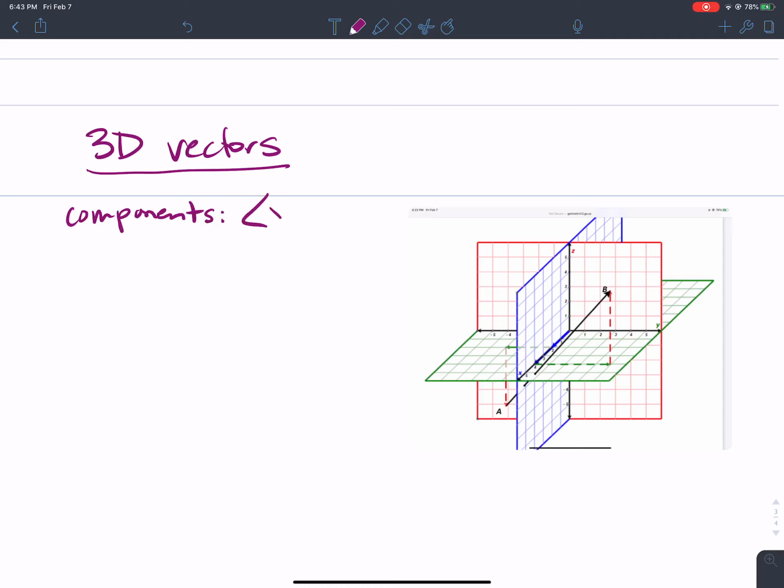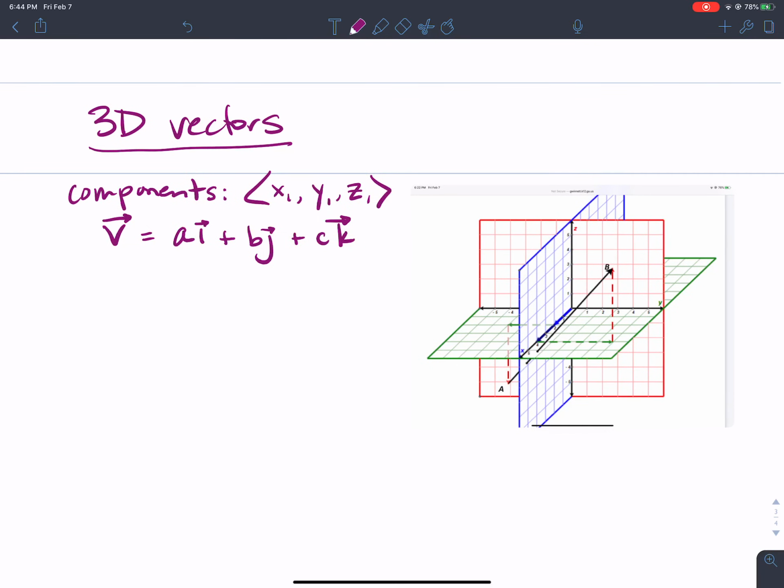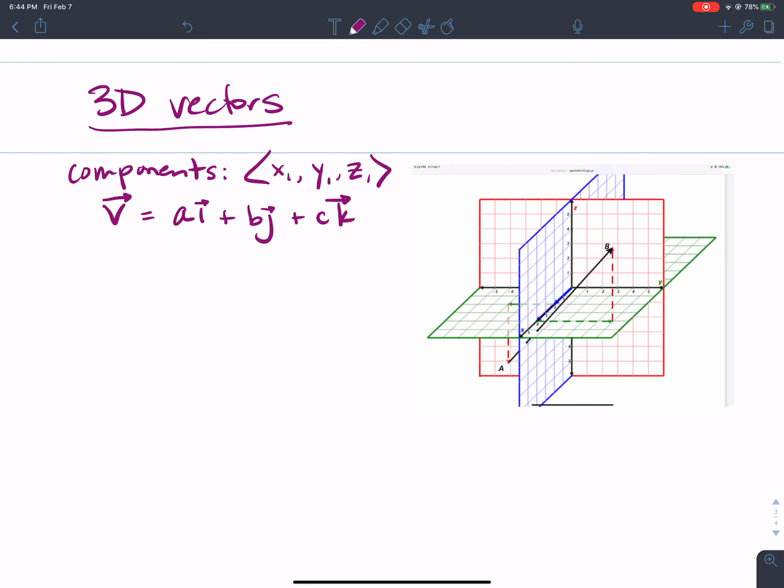So your components now, you're going to have x1, y1, and then z1, because you now have x, y, and z if you were plotting it out. If you were doing it with the i's and j's, your vector is now going to be a number and then i, and then a number and then j, and then a number and then k. So you now have a k component. Other than that, it's pretty much everything's the same. You just have this third component.